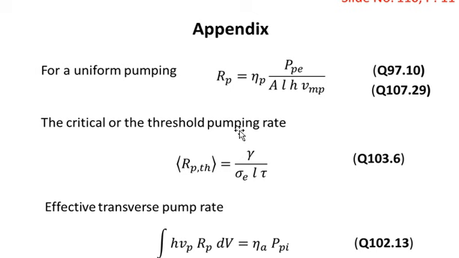The critical or the threshold pump rate, I have discussed this equation, but here I am also using the subscript TH, which stands for the threshold pumping. This is the average value of the threshold pumping rate. It is equal to gamma over sigma E into L into tau, where sigma E is the stimulated emission cross section, L is the length of the active medium rod, tau is the spontaneous emission lifetime, and gamma is the total number of losses within the cavity.